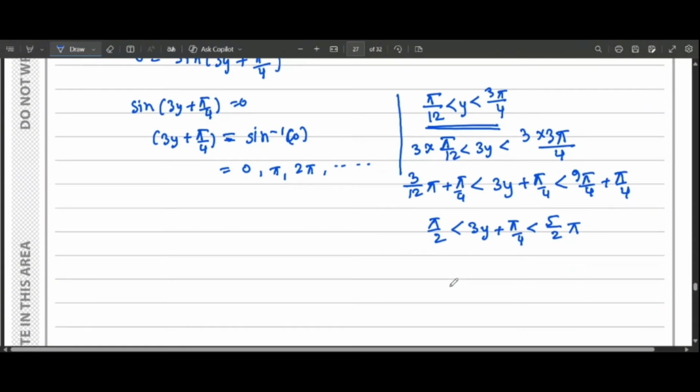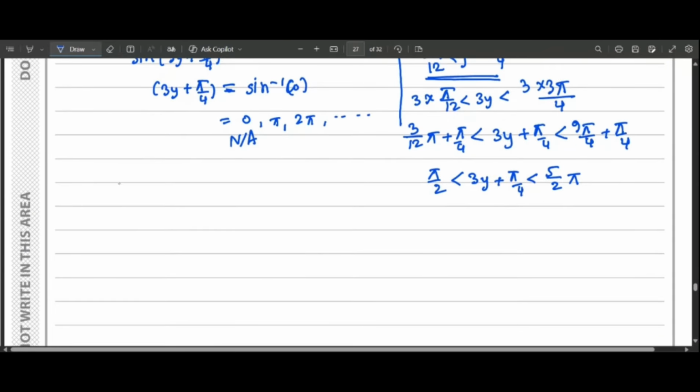What we see from here is that 3y plus pi by 4 exists between this range. The value of 3y plus pi by 4 does not exist beyond this. So 0 cannot be a solution for 3y plus pi by 4. So 0 is not applicable here. The other two are applicable. So we can write 3y plus pi by 4 is equal to pi and 2 pi.